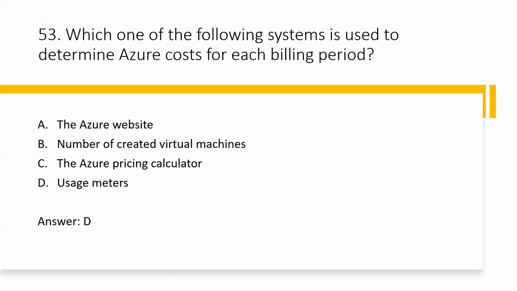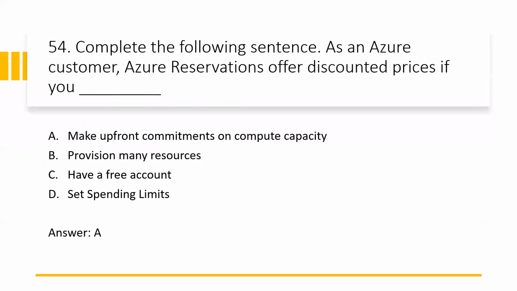Question 53. Which one of the following systems is used to determine Azure cost for each billing period? A, Azure website. B, number of created virtual machines. C, the Azure pricing calculator. Option D, usage meters. Option D is the right answer.